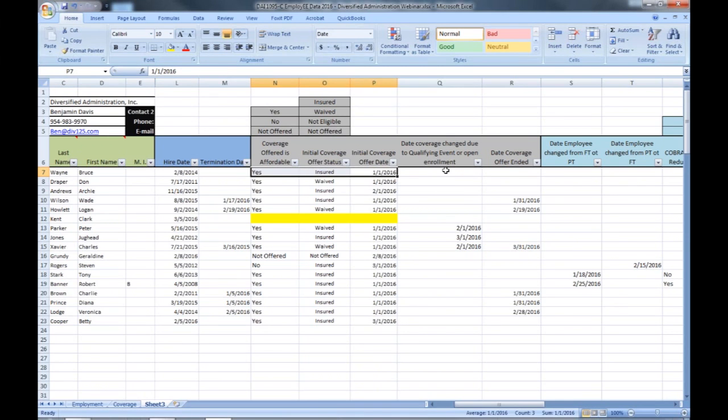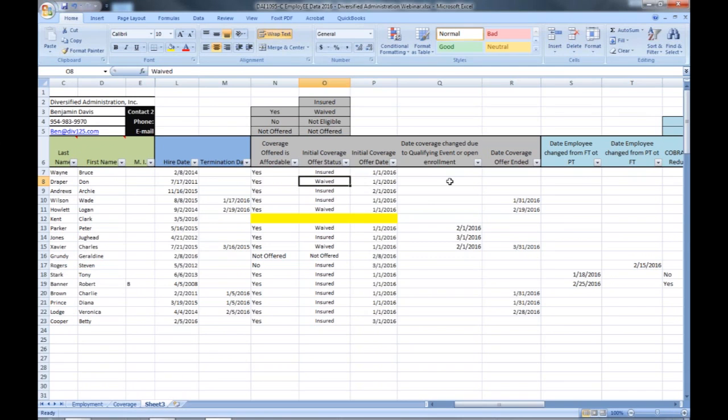Don Draper's situation is equally easy to enter. He's also worked for the company for quite some time, but has waived the affordable coverage we've offered him from the beginning of the year. He has remained employed while waiving coverage throughout the year.